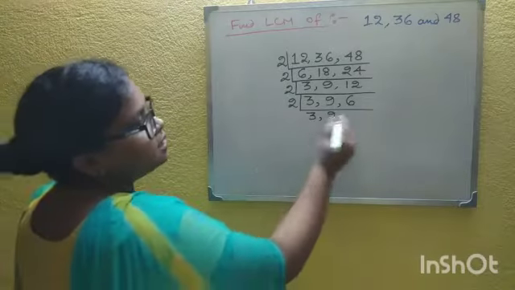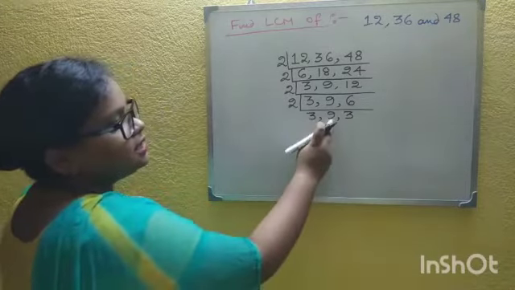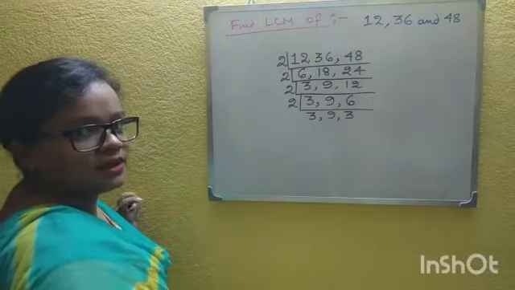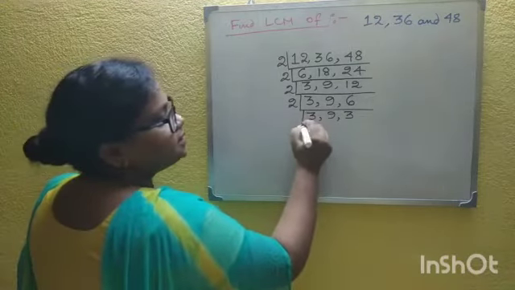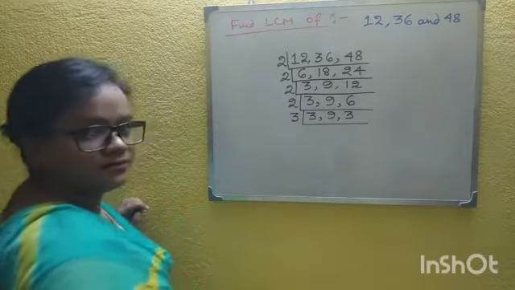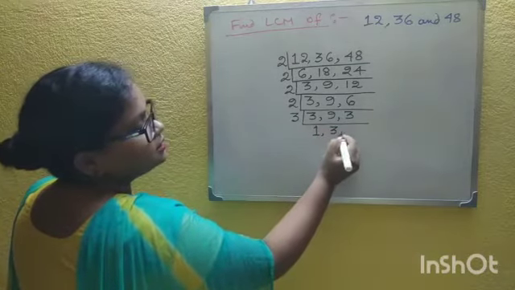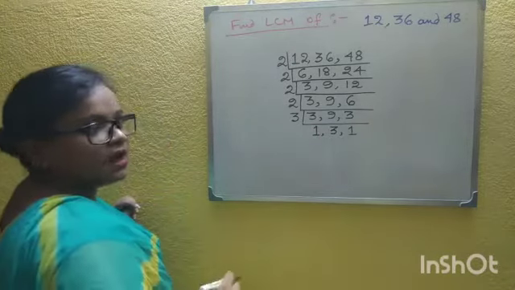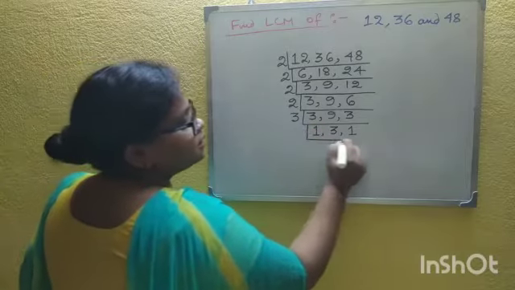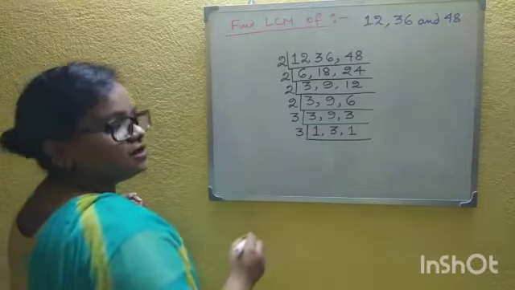Now we know 3 2s are 6. So we will write 3 here. Now these three numbers 3, 9, 3, they are odd numbers and they are divisible by 3. So we are going to consider 3 here. Now we know 3 1s are 3, 3 3s are 9, 3 1s are 3. Again 3 is divisible by 3. So we are going to divide them by 3.